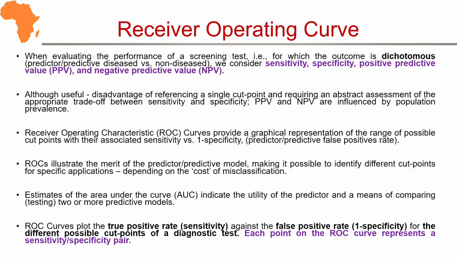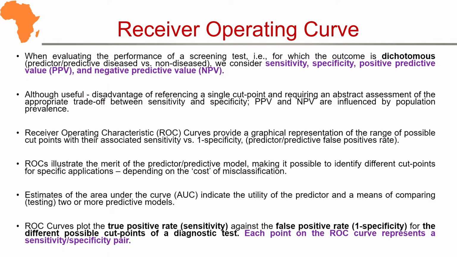We can also use a receiver operating curve. Normally, when you evaluate a test, we use sensitivity, specificity, and predictive values. However, the problem here is we have a single cutoff. Remember the Pfizer example 0.3? Let's say we can't adjust it. Then what happens? And then we also need to have a trade-off between sensitivity and specificity that is very arbitrary. And then remember that the positive predictive values are influenced by the prevalence of the disease in the population.